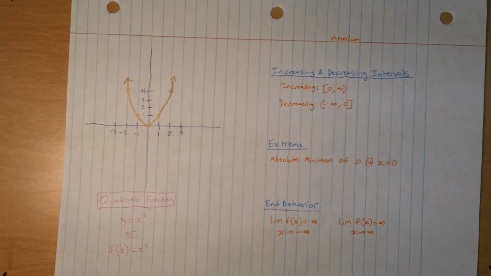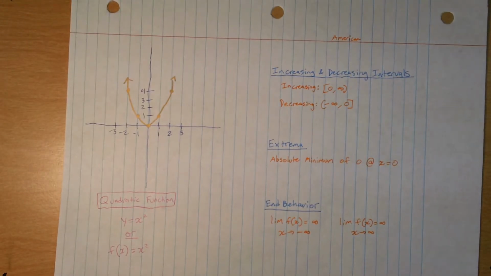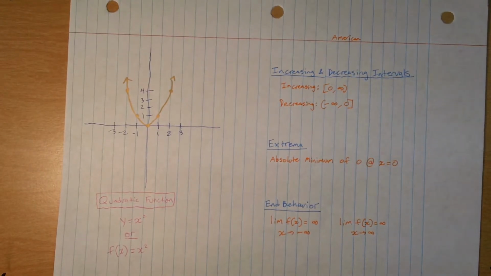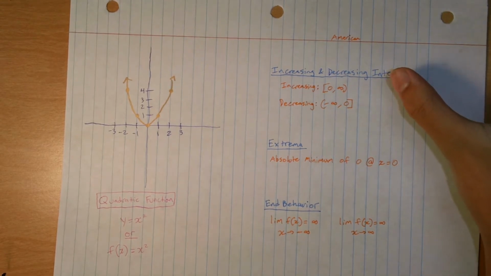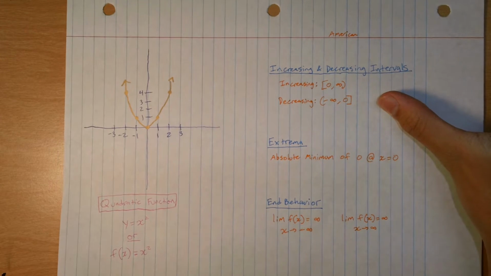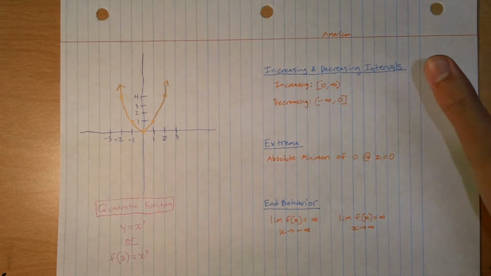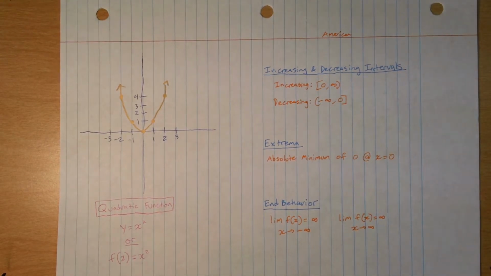I'm back with three parts of a function, but this time for y equals x squared, the parent function for a quadratic function. First, we have the increasing and decreasing intervals. Y equals x squared increases from 0 to infinity and decreases from negative infinity to 0. Don't forget that the 0 is written with brackets to show inclusion.